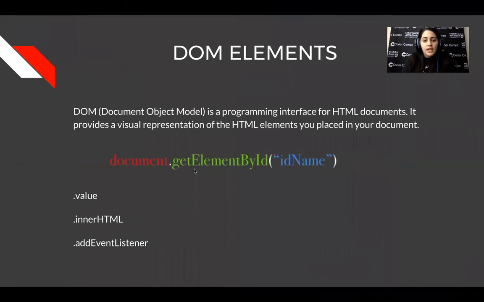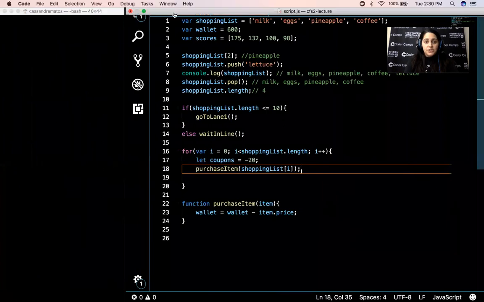Next, we're going to talk about the DOM, which is the Document Object Model. It's basically a programming interface for your HTML documents. It provides a visual representation of the HTML elements you placed in your document. Right now, you should be in about week 2 or 3 in your coding from scratch, depending on what course you're in, so you should be used to HTML.